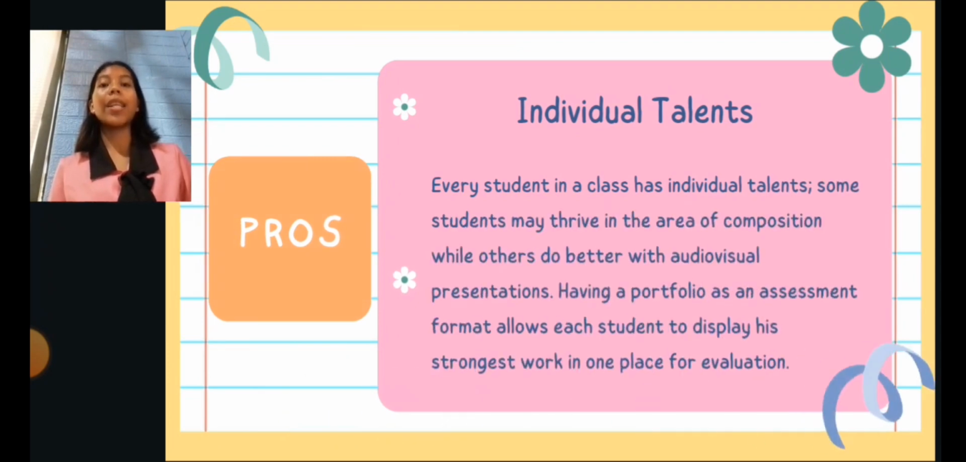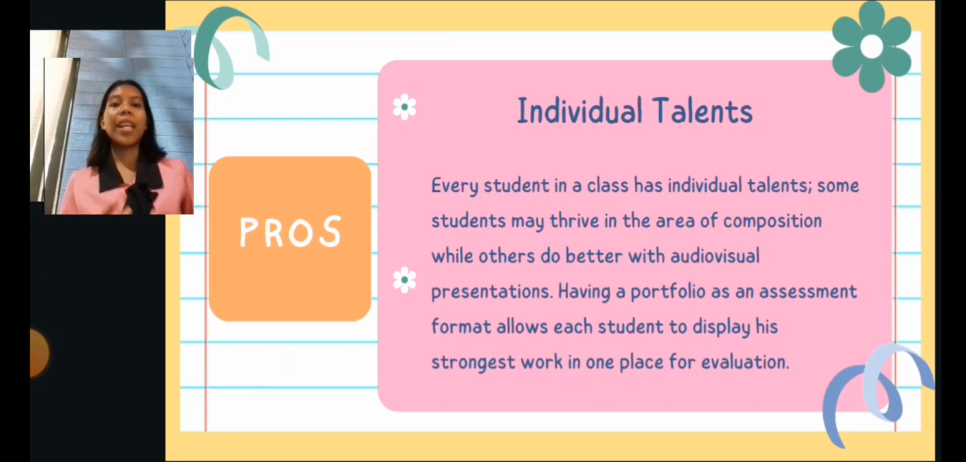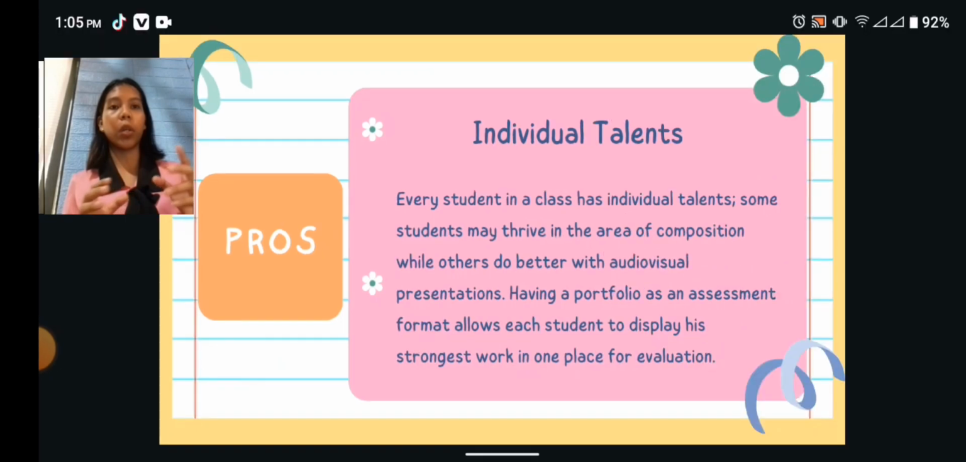So, the first one is the individual talents. For our pros, every student in a class has individual talents. Some of students may thrive in the area of composition while others do better with audiovisual presentation. Having a portfolio as an assessment format allows each student to display their strongest work, in a way that differentiates assessment based on the individual works of all students.